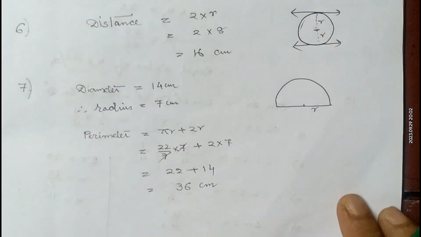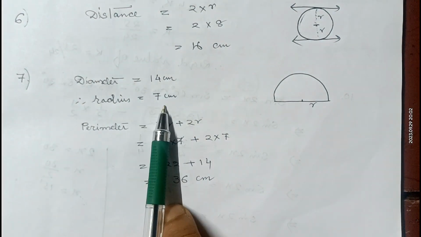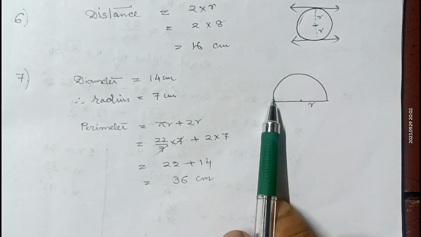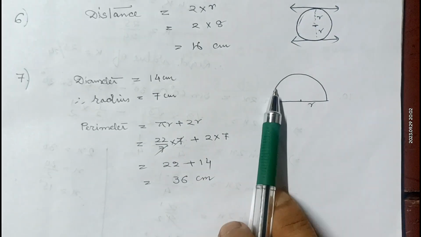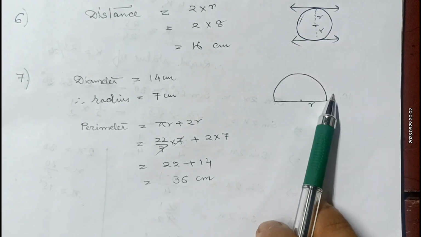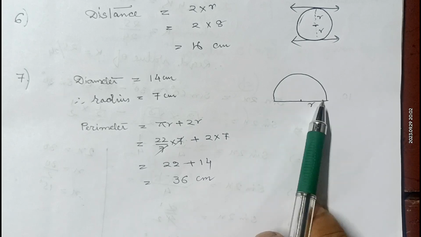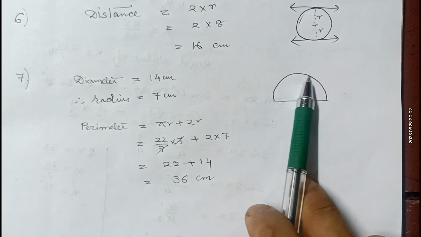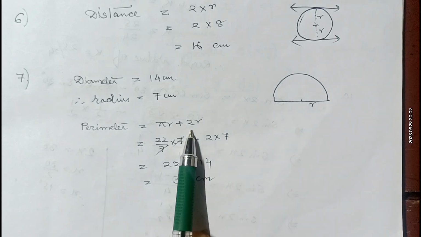Now it is given the diameter is 14, so radius will be 7 cm. So if you want to find the perimeter of this figure, for this part it will be pi r. We know circumference of a full circle is 2 pi r. So for half circle it will be pi r, and for this part r plus r, twice r. So it will be pi r for the curved part, and for this straight line twice r.